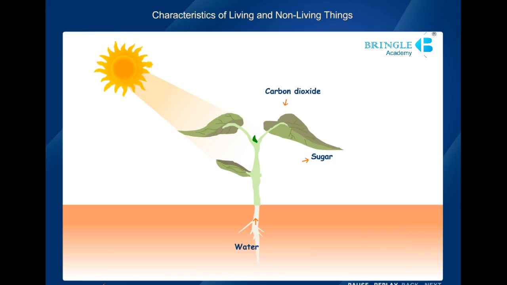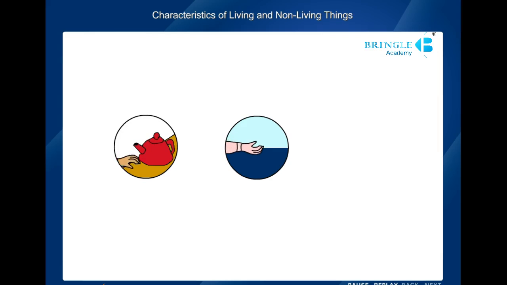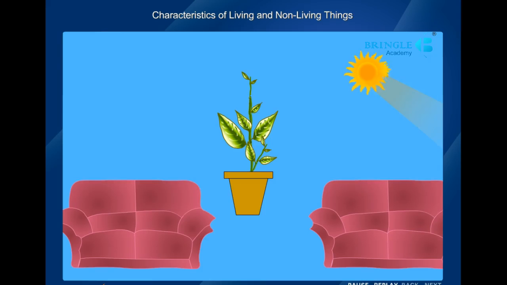This change can take place only in the presence of chlorophyll, the green color pigment present in the leaves. Chlorophyll absorbs sunlight, the energy that is required for preparing the food. This process of preparation of food by plants is called photosynthesis. All living things feel. They respond to heat, light, pain, and sound.